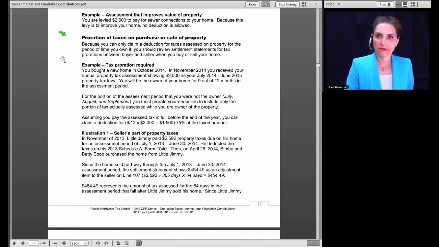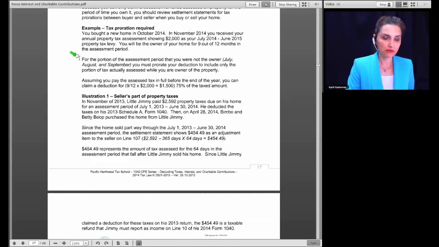Proration of taxes on the purchase of property. Because you can only claim a deduction for taxes assessed on property for the period of time you own it, you should review settlement statements for tax prorations between the buyer and seller when you buy or sell a home. And here's what I mean by tax proration and when it's required.